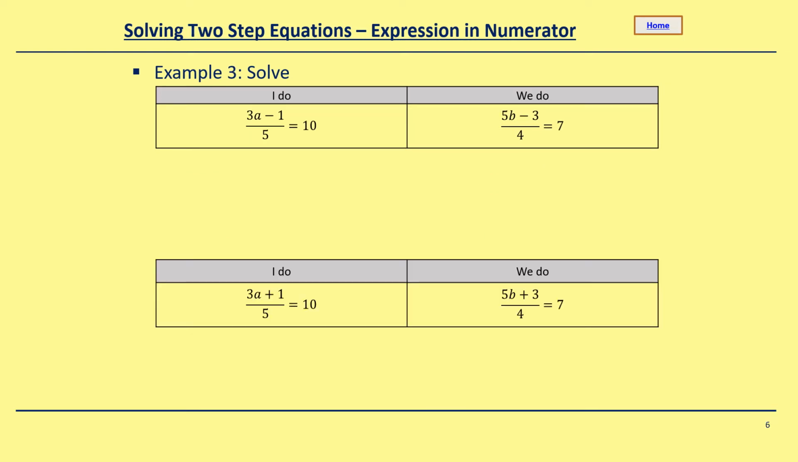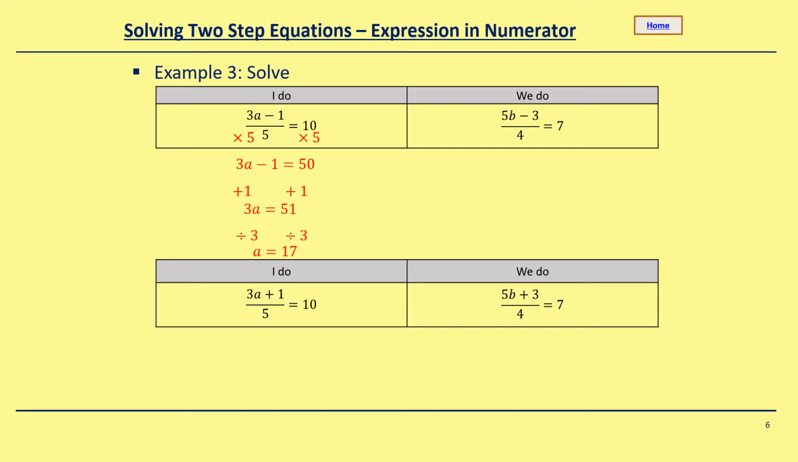Example, 3a minus 1 all over 5 equals 10. So the last thing that happened to that was that it was divided by 5. So the opposite of divide by 5 is multiply by 5. So 3a minus 1 equals 50. Add 1, because we want to get rid of the 1. 3a equals 51. Divide by 3, a equals 17.